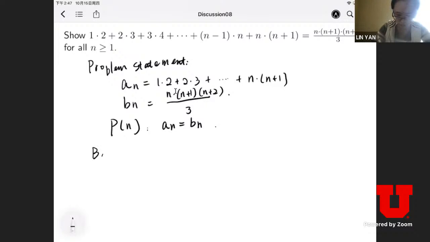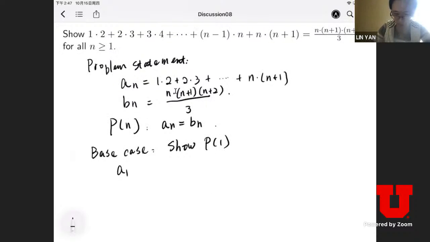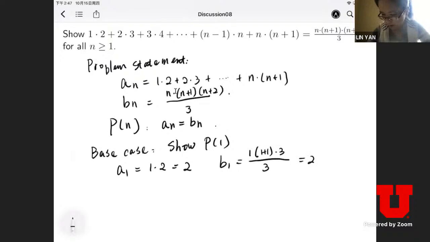Then we need to prove the base case. The base case starts from n equal to 1. So we need to show P1. In P1, we have A1 is equal to 1 times 2, which is equal to 2. B1 is equal to 1 times 1 times 3 over 3, which is equal to 2. So we have P1: A1 is equal to B1, which is 2.